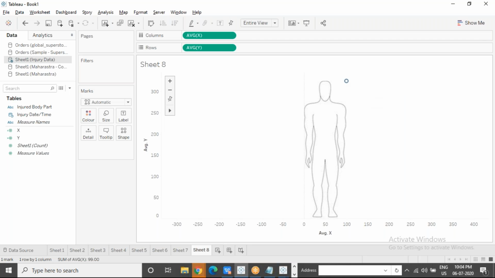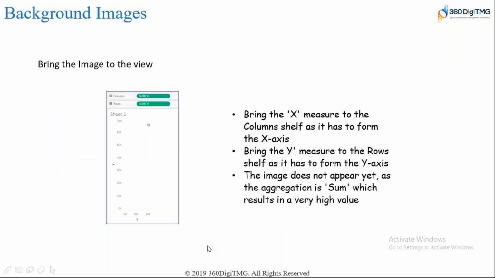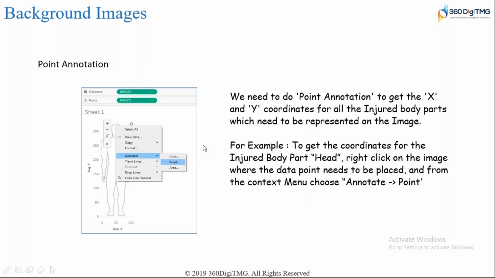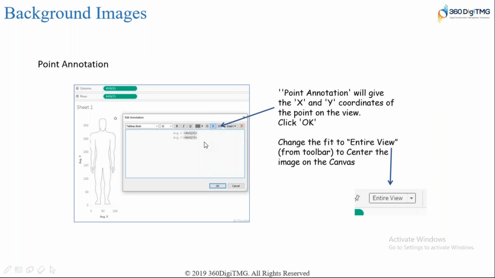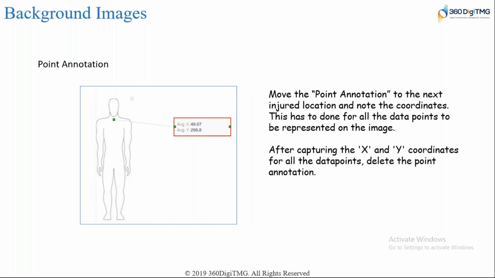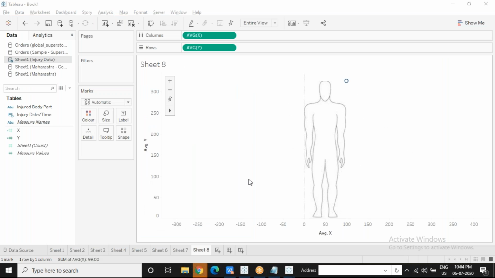Delete the annotation. And now comes the next part. So what did we do? First, we linked the image with the data source so that it comes to the canvas. After the image comes to the canvas, we do point annotation to capture the X and Y coordinates for the data points that we want to represent on that image. Once you have obtained the coordinates and written them down in a notepad, now comes the point where we have to show the data points on those coordinates that we have taken. So we will update the formula.